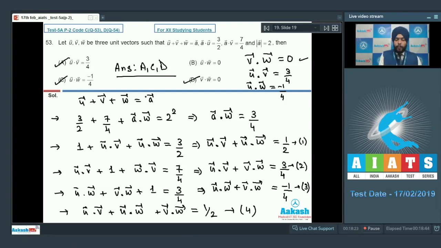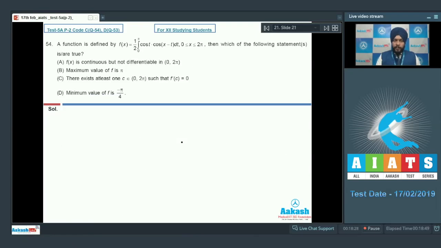Okay, let us move on to question number 54. Question number 54 says that a function is defined by f(x) equals half times the integral from 0 to pi of cos t into cos of (x minus t) dt, where x belongs to [0, 2 pi]. Then which of the following statements are true? So let us simplify f(x).